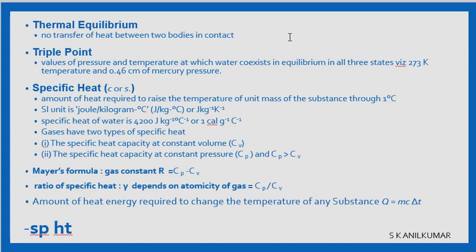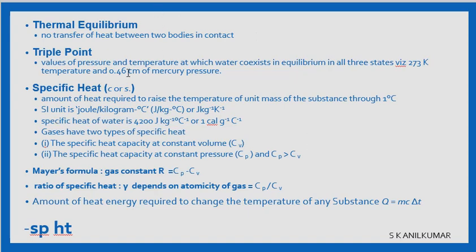What is the triple point? That is a speciality of water, where the values of pressure and temperature at which water coexists in equilibrium in all three states, solid, liquid and gas. That specific temperature and pressure is called the triple point. What is that? 273 K and 46 centimeter of mercury pressure is the triple point.